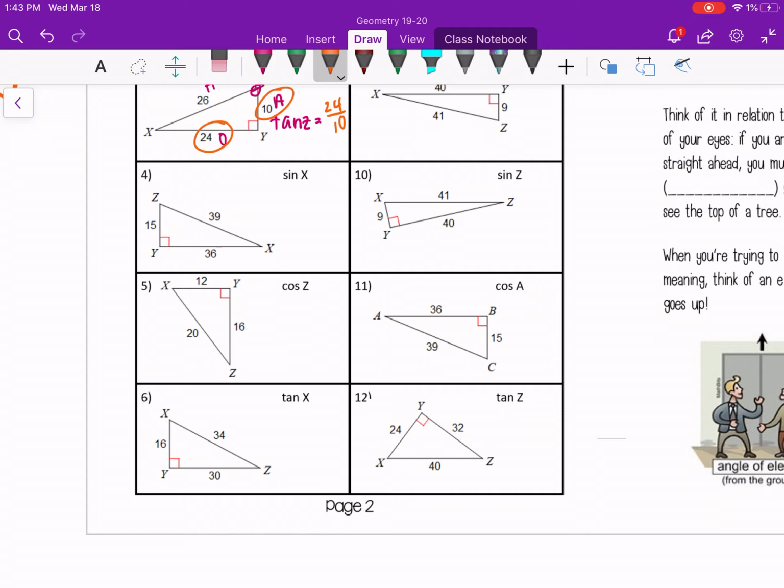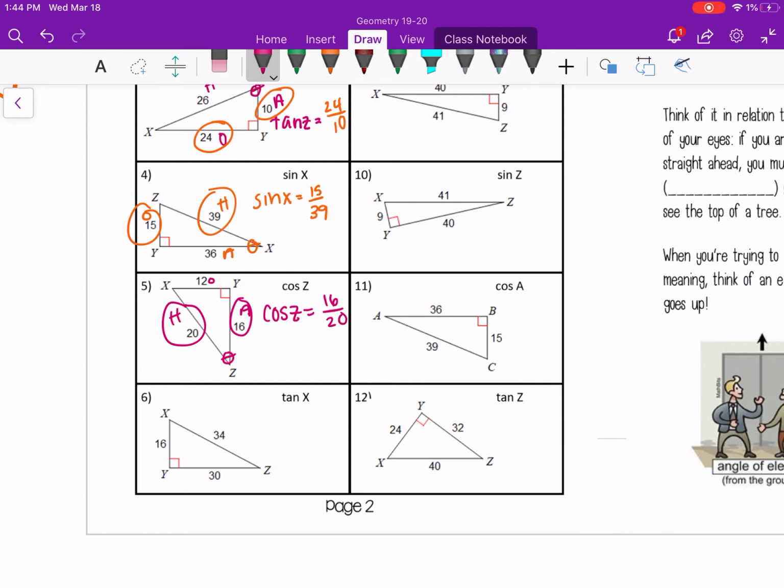So I recommend pausing right now. Go ahead and do number 4 on your own right now. Pause this video and then watch the solution once you finish it. So we have sine x, we have our hypotenuse, our opposite, our adjacent. Bam, bam. Sine of x equals 15 over 39. So again, I recommend that you pause the video now. Try example 5. Angle Z, hypotenuse, opposite, adjacent. Cosine of Z equals adjacent over hypotenuse. That's my final answer.